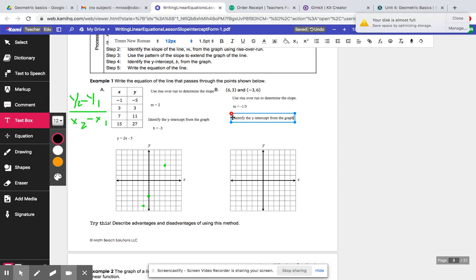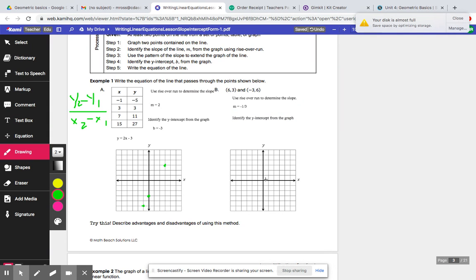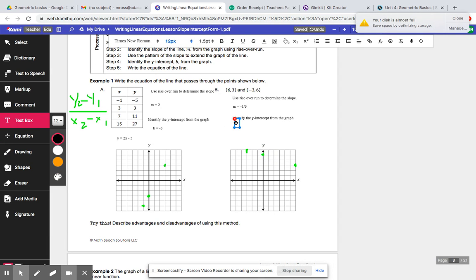After we plot these points, we have 6, 3, so over 6, up 3: 1, 2, 3. And then we also have a point at -3, up 6 here. Now we can do our rise over run, which is down 1 over 3. So down 1, over 3: 1, 2, 3. We're already hitting our y-intercept, and it looks like our y-intercept b is 5.